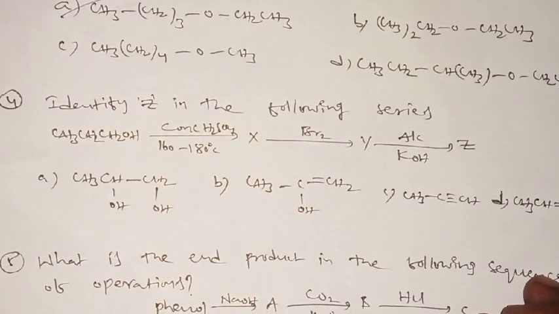Identify Z in the following series. Again a series of reactions is given. Alcohol in the presence of concentrated H2SO4 at 160 to 180 degrees gives X. In the presence of Br2 it gives Y. In the presence of alcoholic KOH it gives Z.